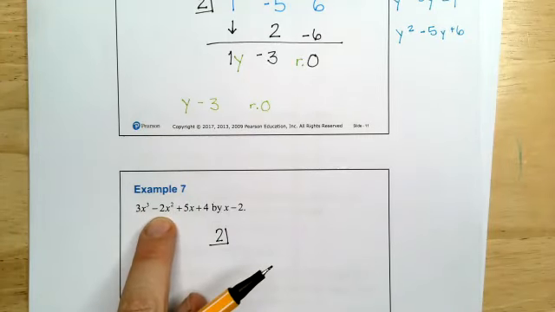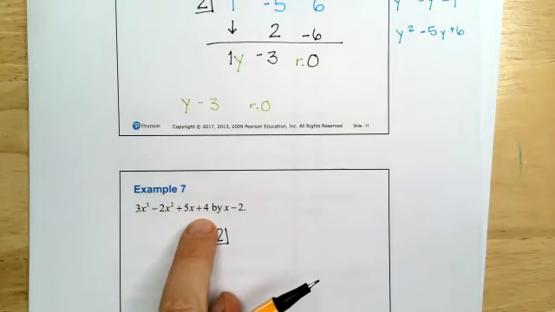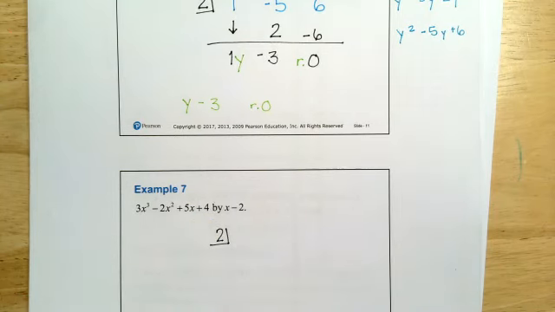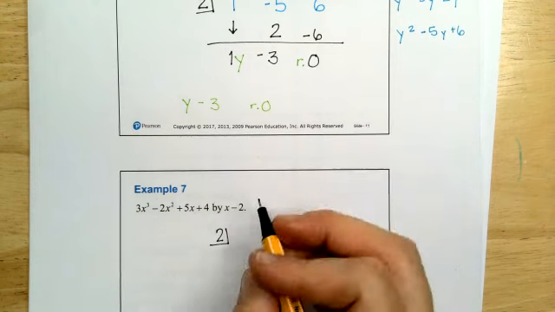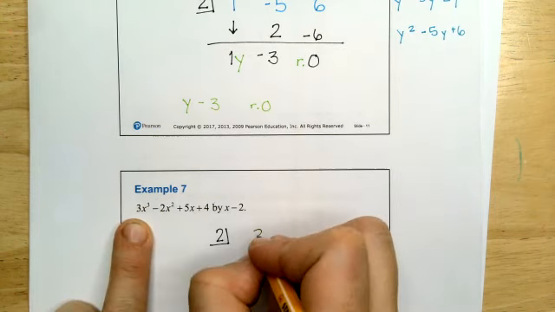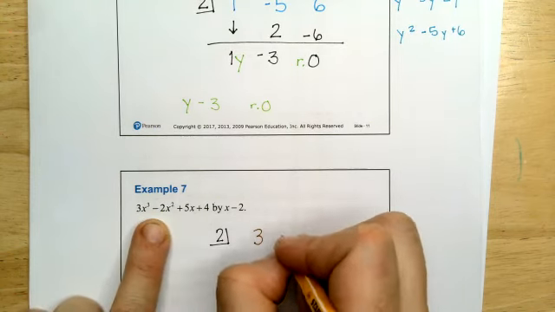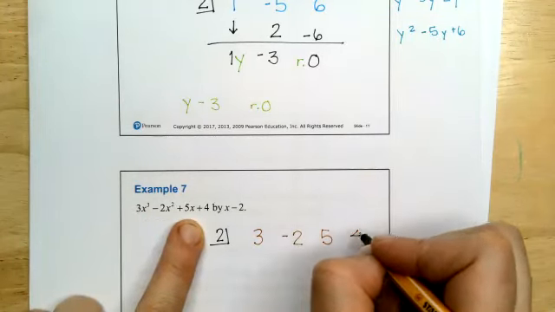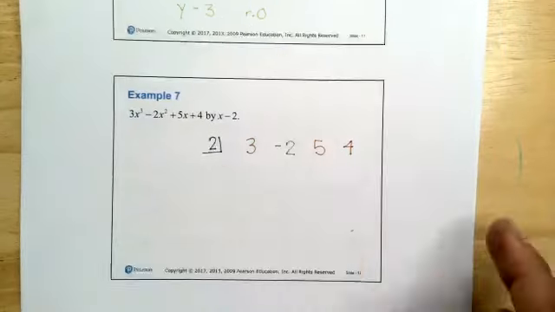3x cubed minus 2x squared plus 5x plus 4. So that just means you have a longer set of numbers next to that +2. 3x cubed means it's a 3. -2x squared means it's a -2. +5x means it's a 5. And +4 means it's a 4. Good.